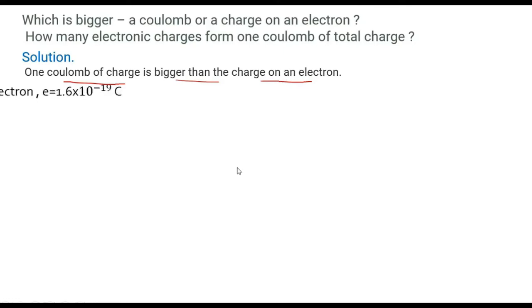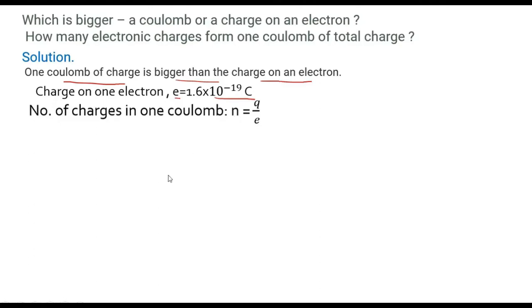The charge on an electron, all of us know, is e, which equals 1.6 into 10 to the power minus 19 coulomb. That is, it has a charge of the order of 10 to the power minus 19 coulomb. Now let's calculate the number of charges present in 1 coulomb of charge. For that we have to use the formula, based on the quantization of charges, that is n equals q by e.